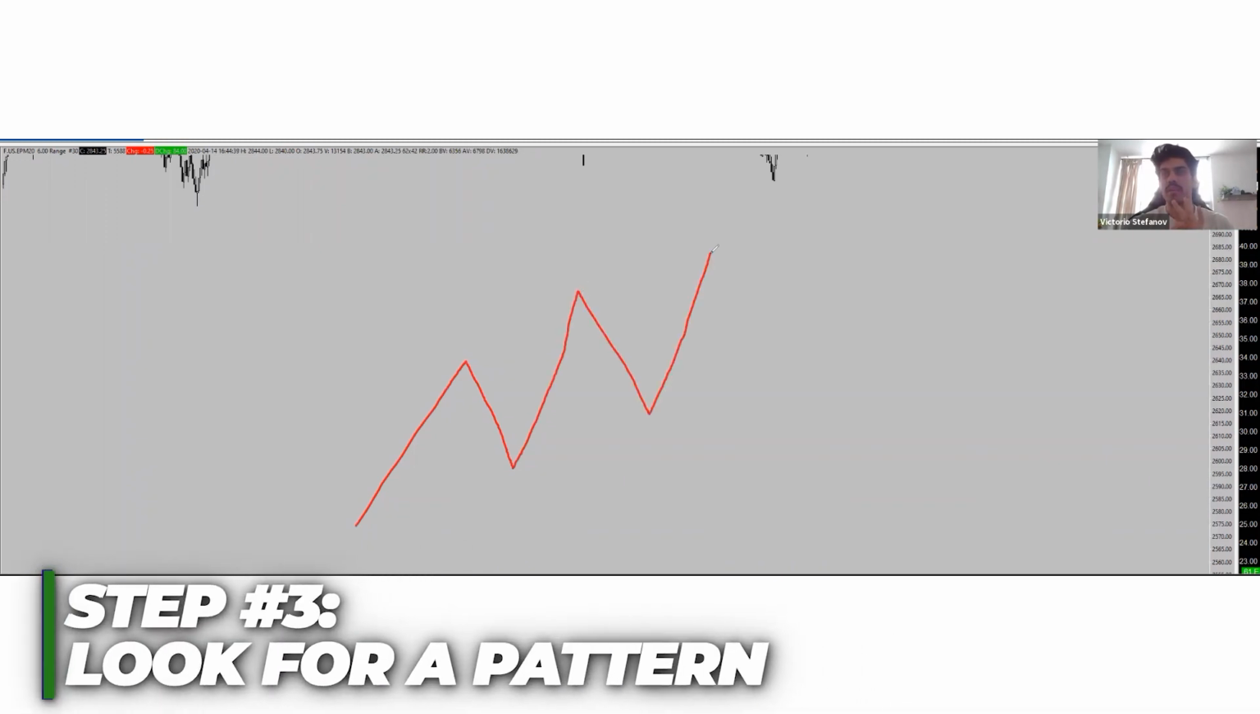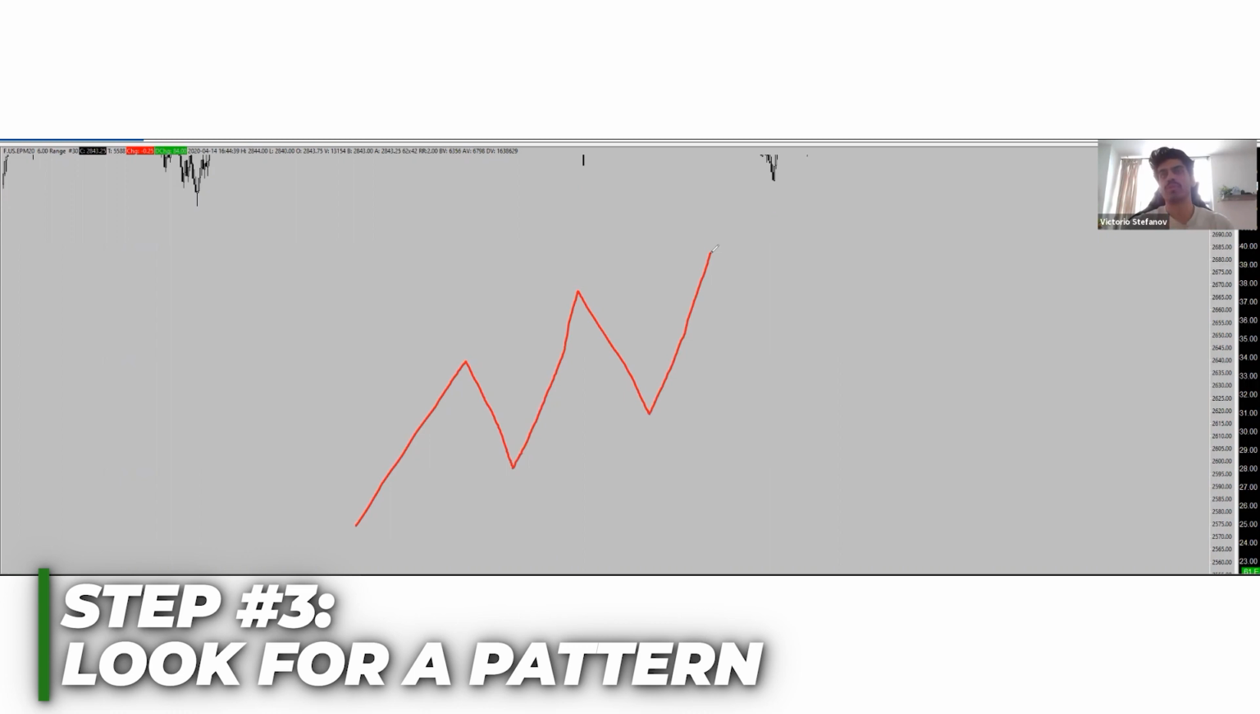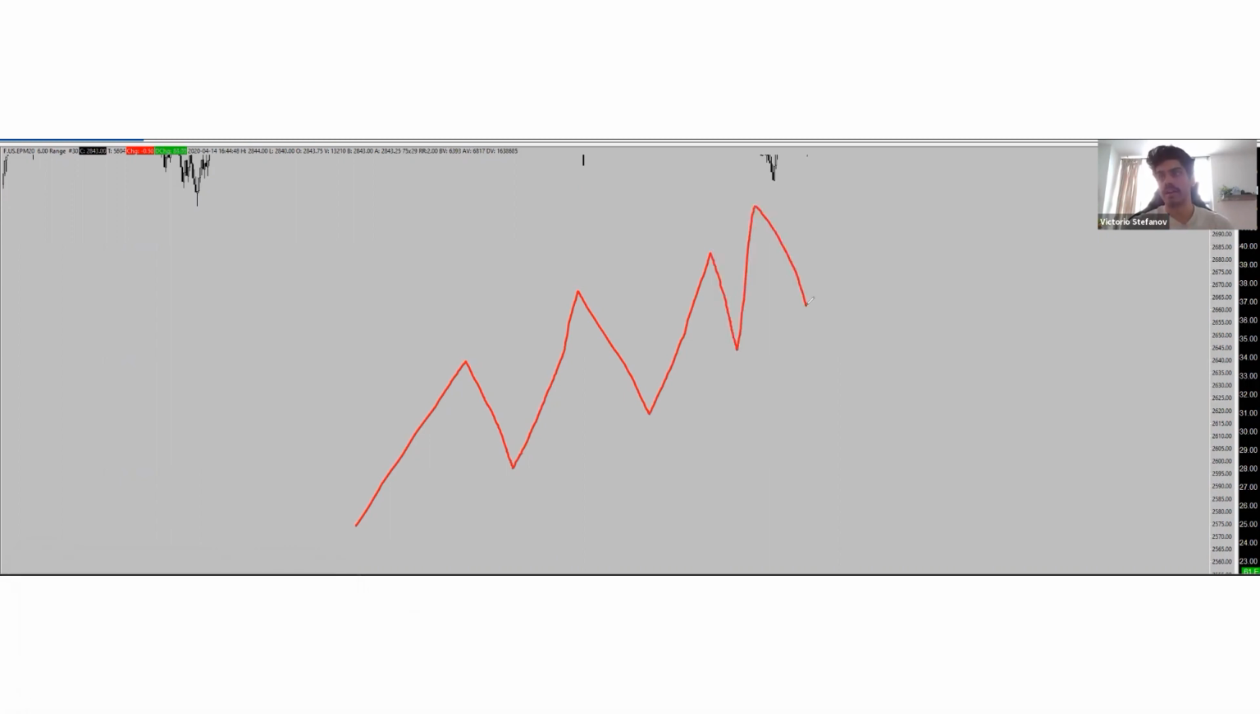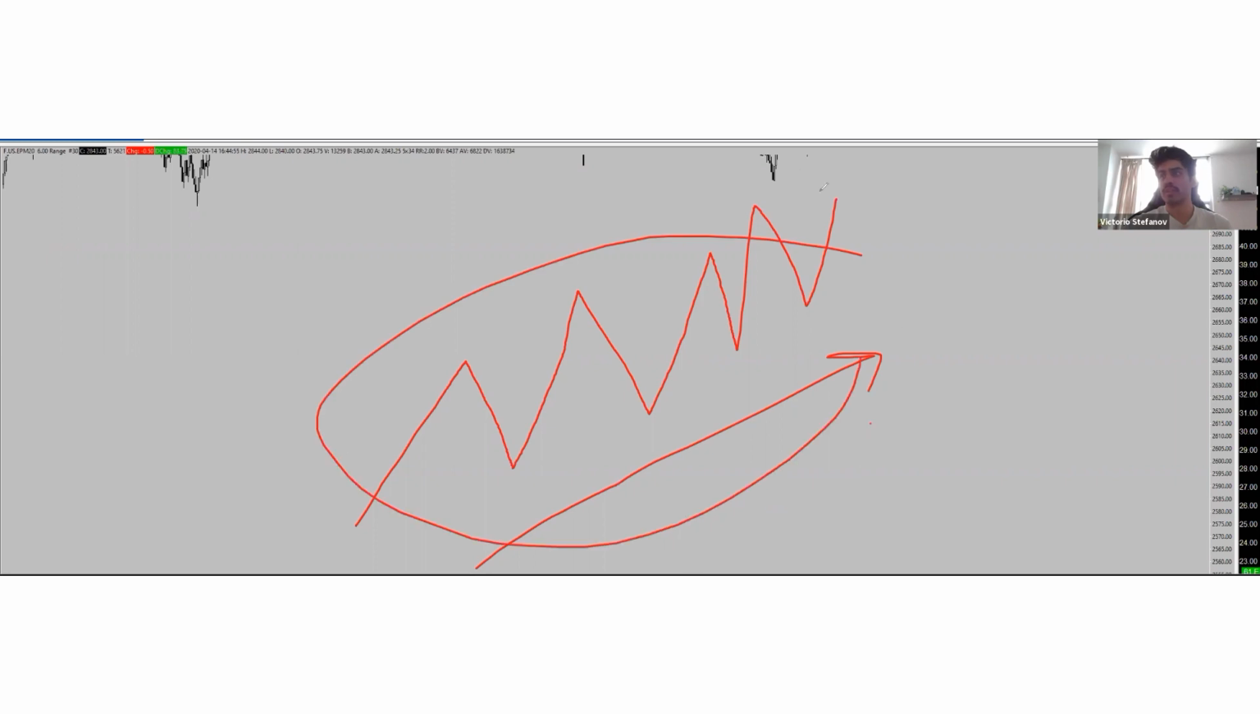Now remember, bull structure: higher highs, higher lows, higher highs, higher lows. This is step number 3. To continue this bull structure, what has to happen? We have to print a higher high and a higher low, a higher high and a higher low. So the only way for me to get long is for this trend to continue.